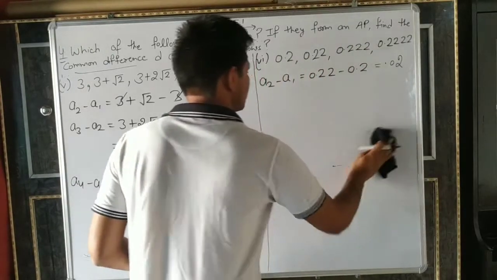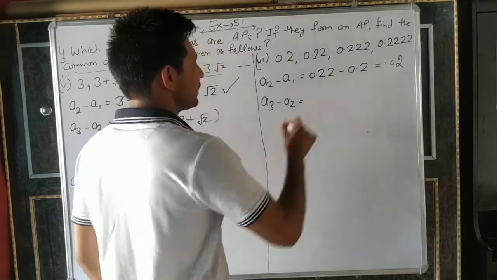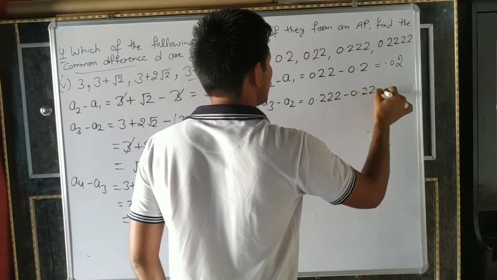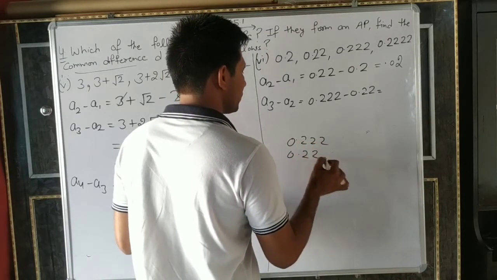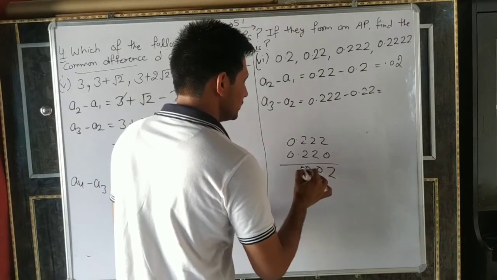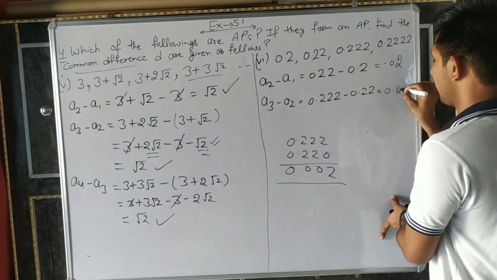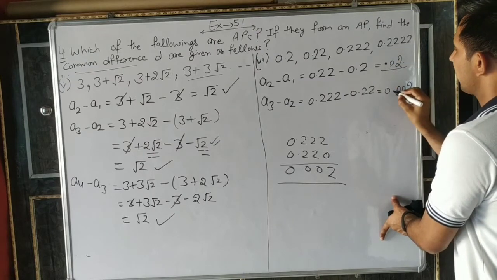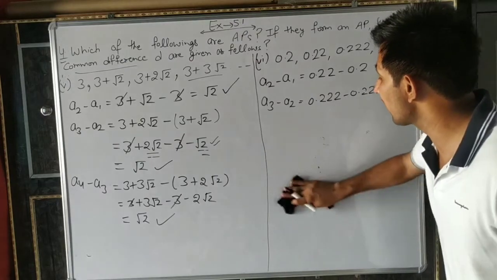Next, A3 minus A2. A3 is 0.222 minus 0.2. So you can write 0.22, and we can write 0 in place of the missing digit. So 2, 0, 0, 0. Yes, the first time we found 0.02, here we find 0.002. Are they the same? No. So we will write now.